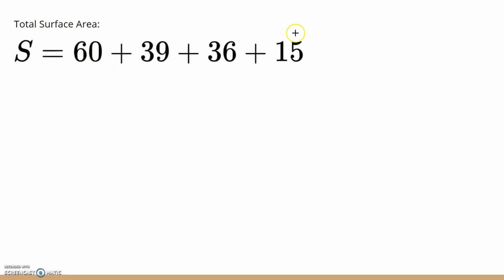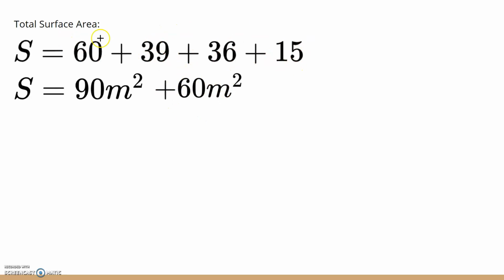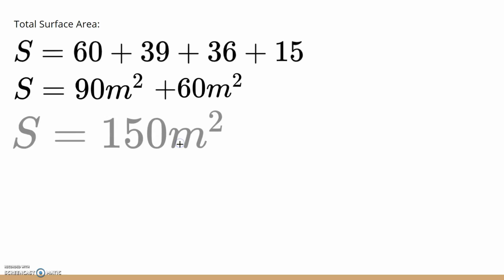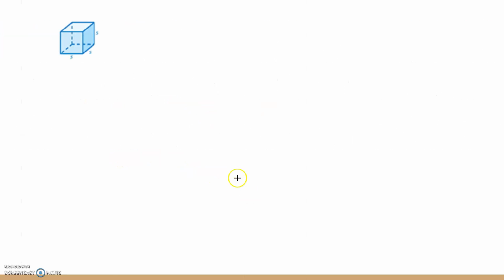And then now we're going to find the total surface area, which is just going to be all the values summed up together. It's going to be 90 meters squared for all the lateral values right here, and then 60 meters squared as the first value right here. We add both of them up to get 150 meters squared.